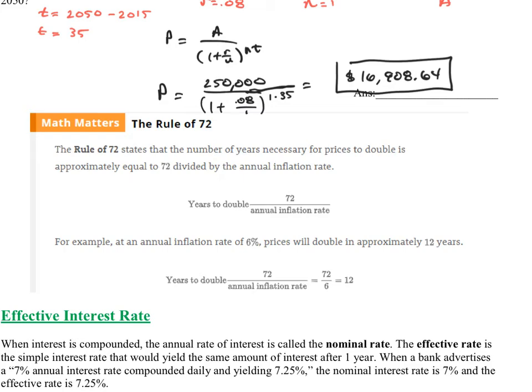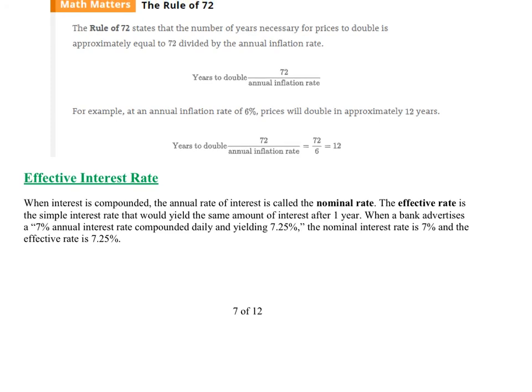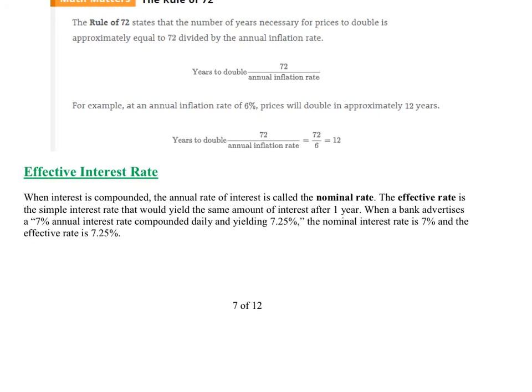Okay. So what's the next topic about? The next topic is the effective interest rate. So what is this about? What's an effective interest rate? And they give you kind of a decent example here. It says, what if one bank advertises a 7% annual interest rate compounded daily yields 7.25%?